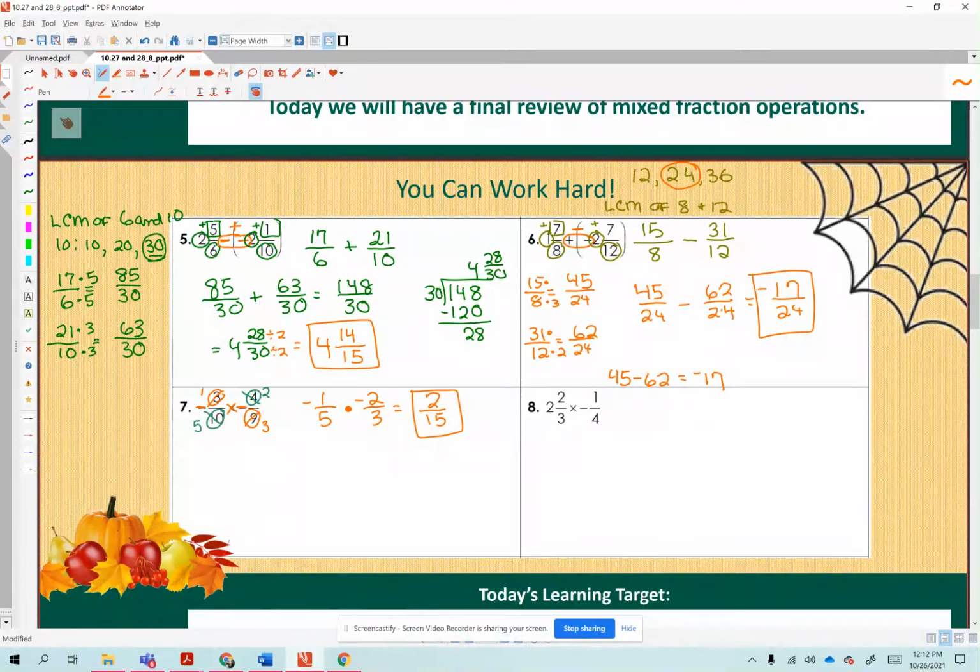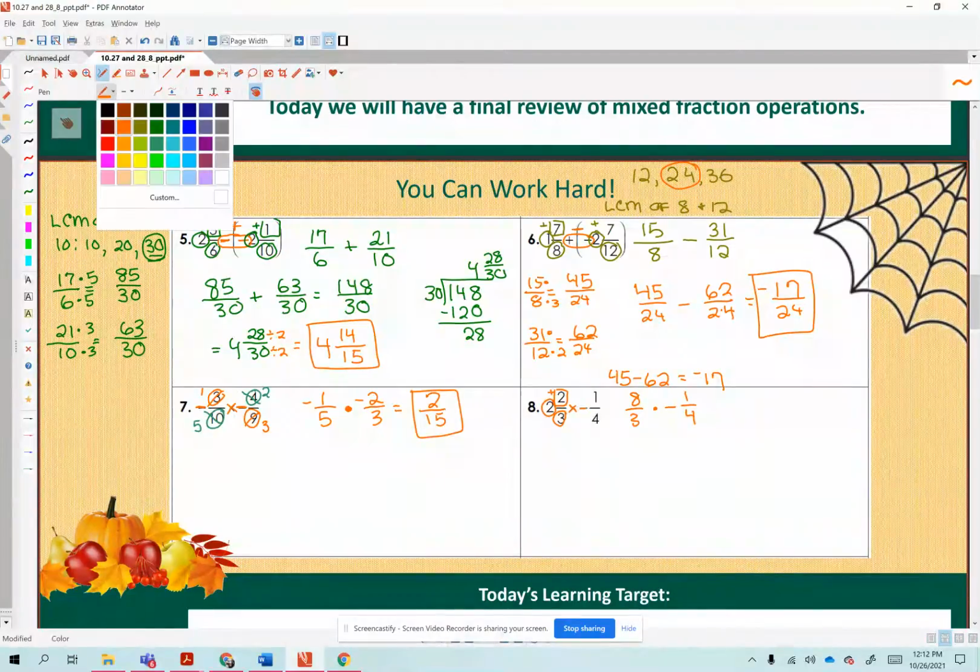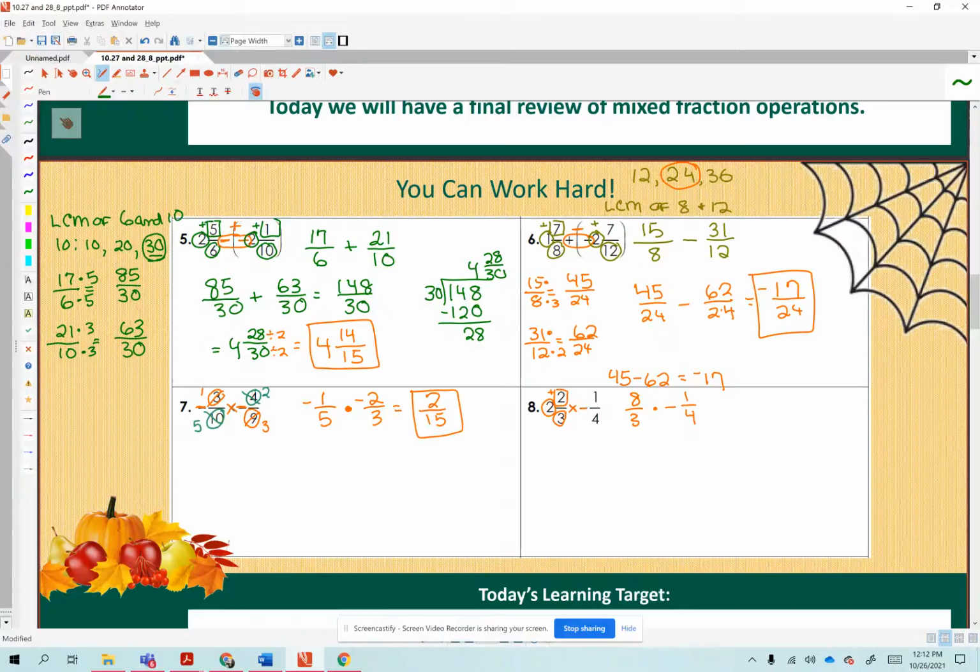So let's look at number 8. I'm multiplying. Always check your operation first, and this is a positive times a negative, so I will have a negative answer. Let's convert 2 and 2/3 to an improper fraction. 3 times 2 is 6, plus the numerator of 2, that's 8/3, times negative 1/4.